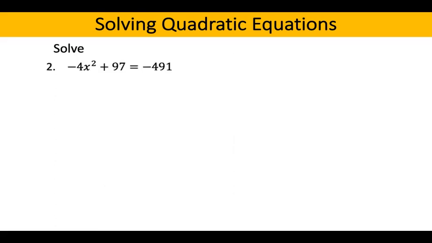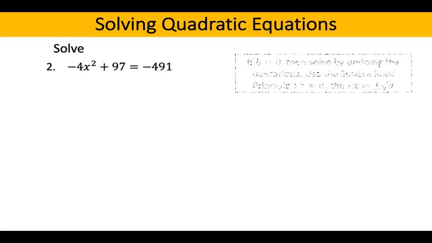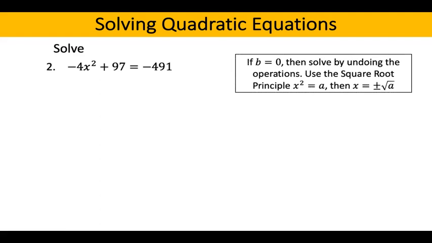Let's look at example number 2. We have negative 4x squared plus 97 equals negative 491. Again, notice the b value would be 0 in this equation. We do not have a bx term, so we're able just to undo the operations. So we'll begin doing that by subtracting 97 on both sides. We have negative 4x squared equals negative 588. We can then divide both sides by negative 4.